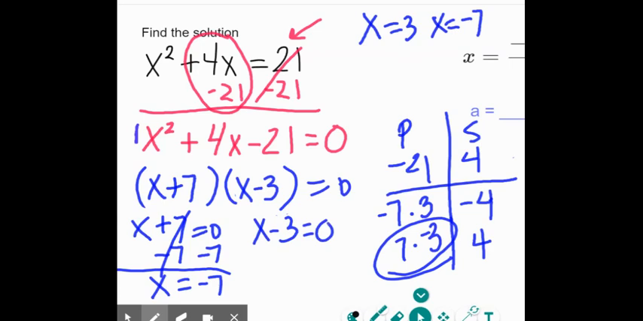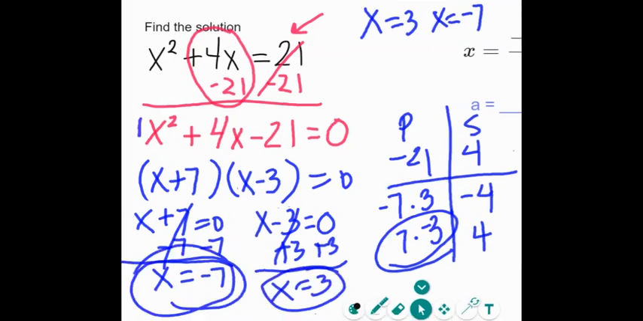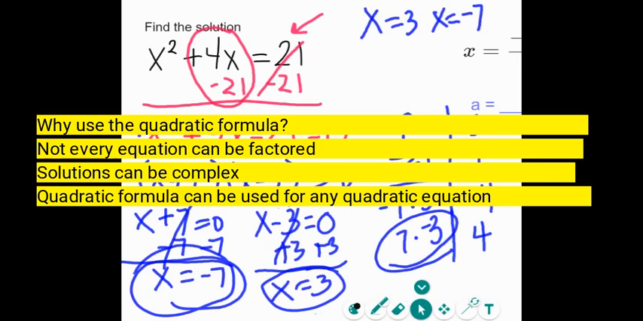Here I have x minus 3, add 3, x equals 3. So I just wanted to show you that the answers that we got, x equals negative 7, x equals 3, were the same as we got with the quadratic formula. Now, you might be asking, well, why in the world would I do the quadratic formula if factoring is so much easier? Well, that's because not every equation can be factored, and some solutions are very complex. And so you can't factor, you have to use the quadratic formula.